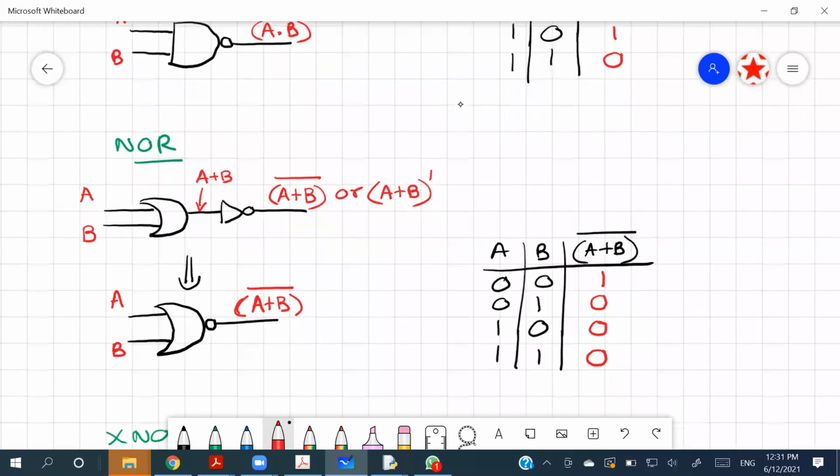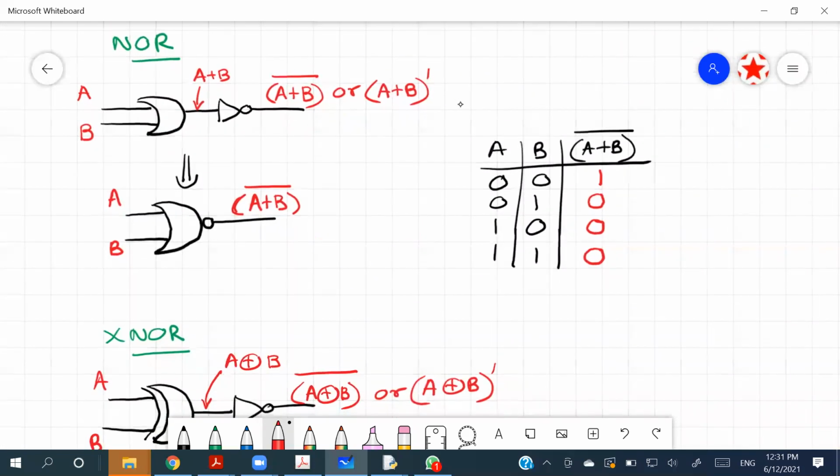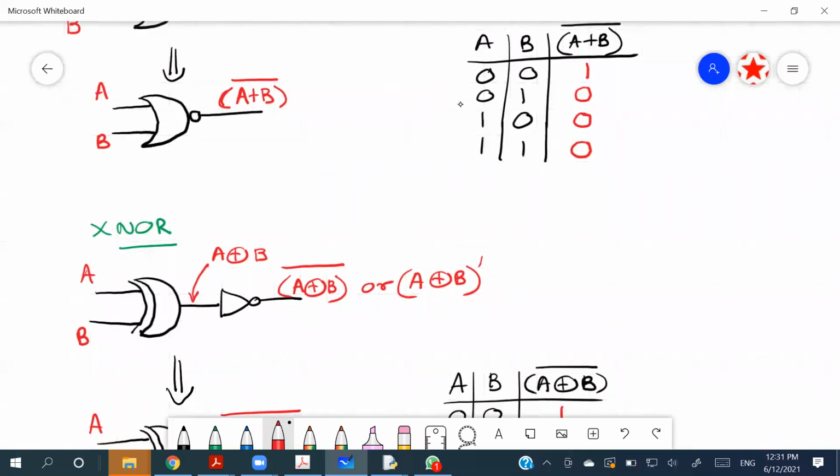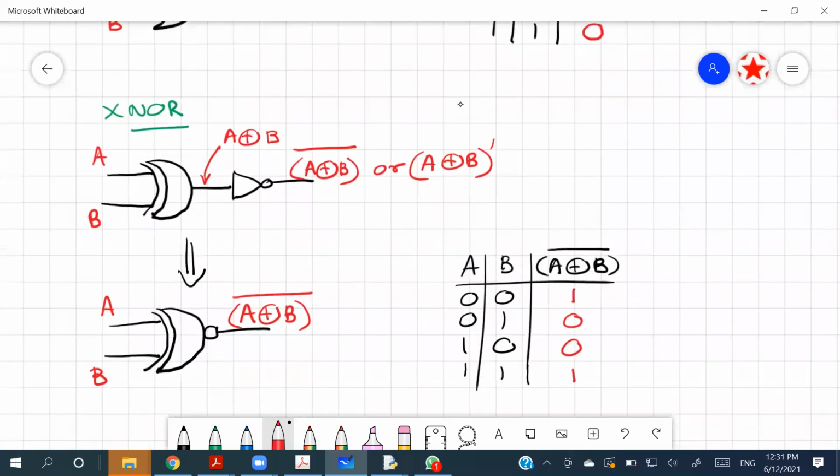Right. So I'm moving a little bit up. If you are missing anything, let me know, right?